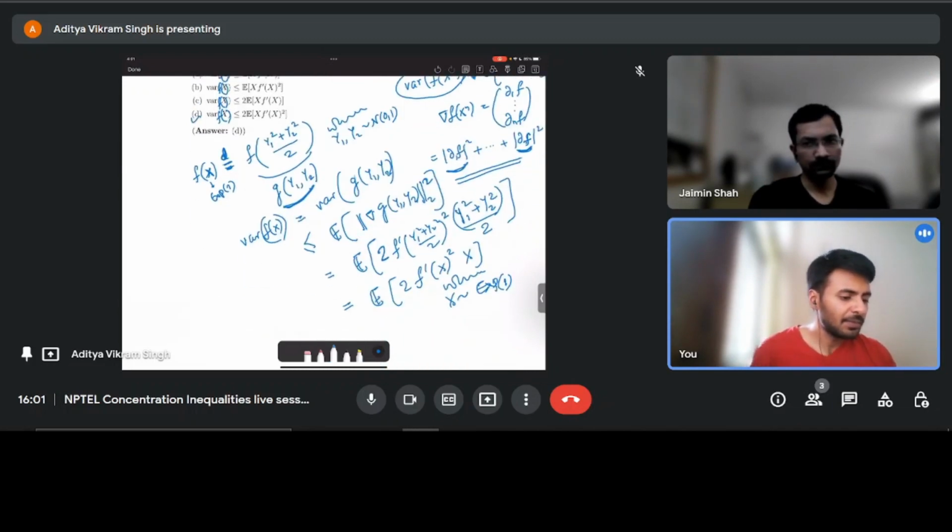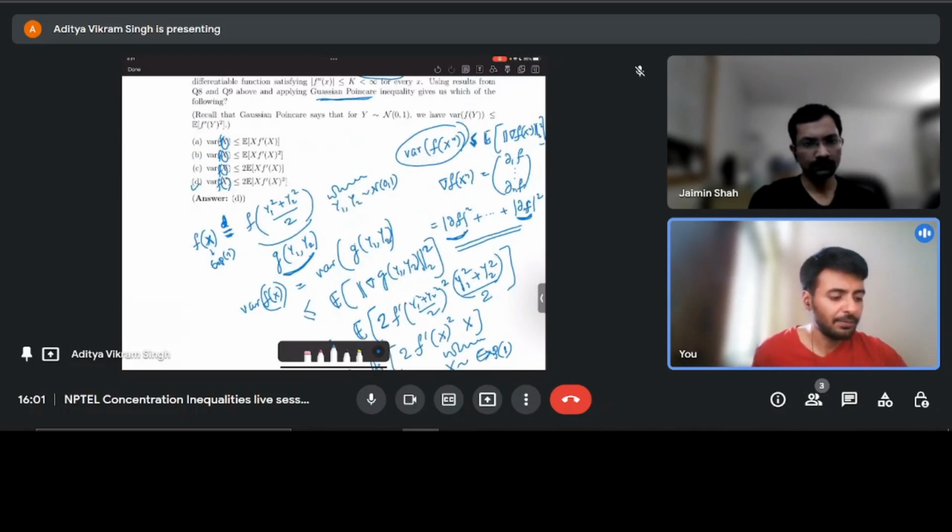So this was the important thing to realize: if you want to compute the variance of f(X) and you can write that X as some function of Gaussian random variables, then you can use this Gaussian Poincare and get a result for X.